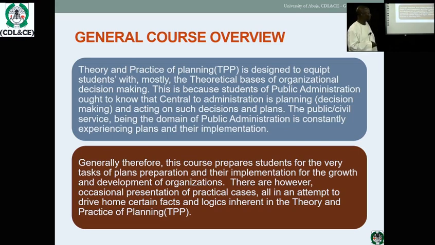Generally, therefore, this course is meant to prepare students for the very task of plans, that is, plans preparation and their implementation, which are meant for the growth of every organization. There are, however, occasional presentations of practical cases, all in an attempt to drive home certain facts and logics inherent in the study of theory and practice of planning. These cases are likely going to be taken from the civil service in Nigeria and probably elsewhere.